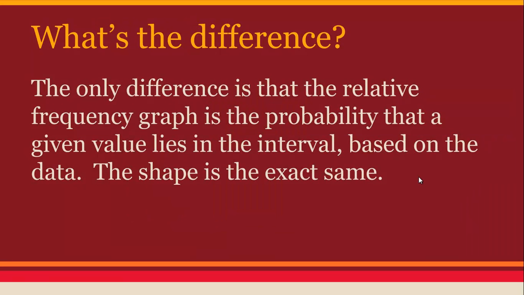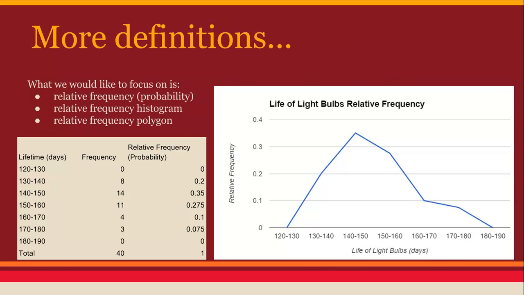So what's the difference? The only difference is the probability that a given value lies in the interval is based on the data. So instead of frequency, we've got probability, and the shape is the exact same. But we are waiting for that idea of calculating the area under the curve, which can't be done here. But you don't need to. You've already got the probabilities. We already know the probability that you lie in certain intervals.